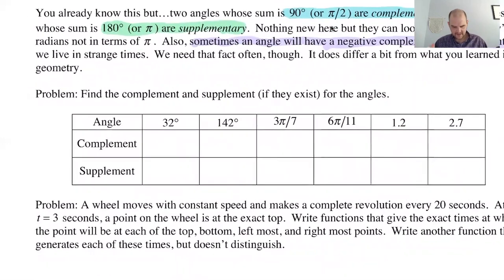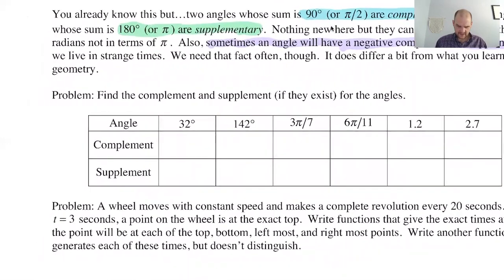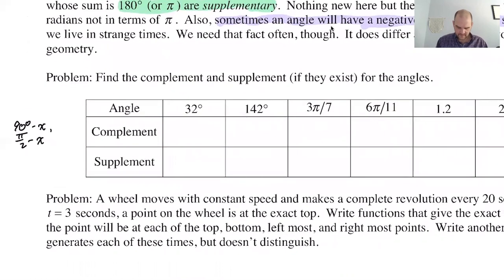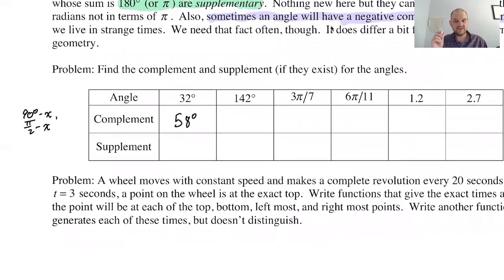All right, so in degrees, if I want to find the complement, I'm going to be doing 90 minus x. If I am in radians, I'm going to do pi over 2 minus x. So for the first one, I'm going to say it's 58 degrees, because if I subtract 32 from 90, I get 58. If I subtract 142 from 90, I get what? I think I get negative 52 degrees, and that's okay.